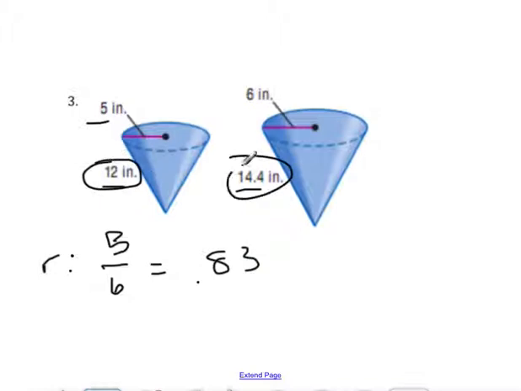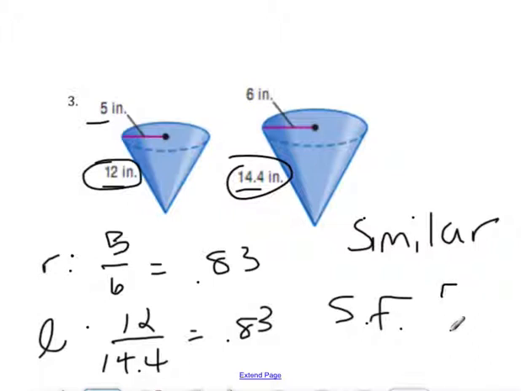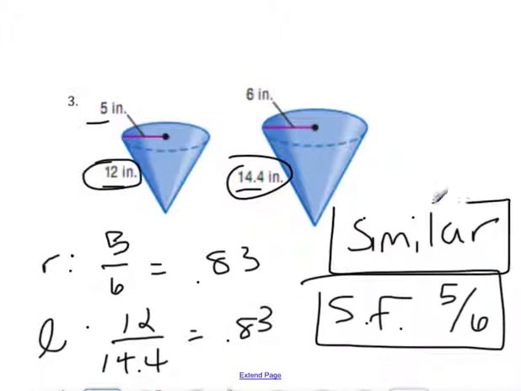Now let's take a look at the slant height. For the slant height, we're going to do 12 divided by 14.4. And when you divide those out, you get 0.83. So what we notice is that those two are the same. So that means that these are going to be similar, and that their scale factor is going to be 5/6. So they're similar, and your scale factor is 5/6.